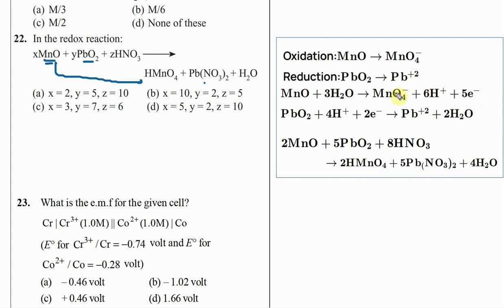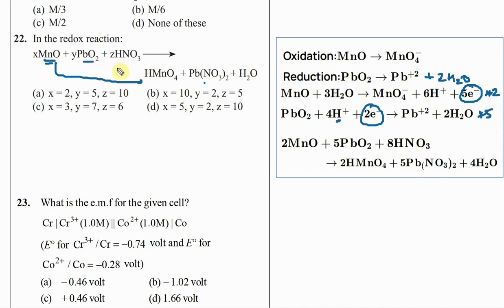Same way you are going to do here, PbO2 giving you Pb2 plus right here. So I will add water to balance my oxygen, that makes it 4H plus on this side. Then you balance your electrons. This is a 5 electron process, and this is a 2 electron process. You multiply this by 2, this by 5. So it is a 2:5 reaction. Then you can balance it. So this is a straightforward one.